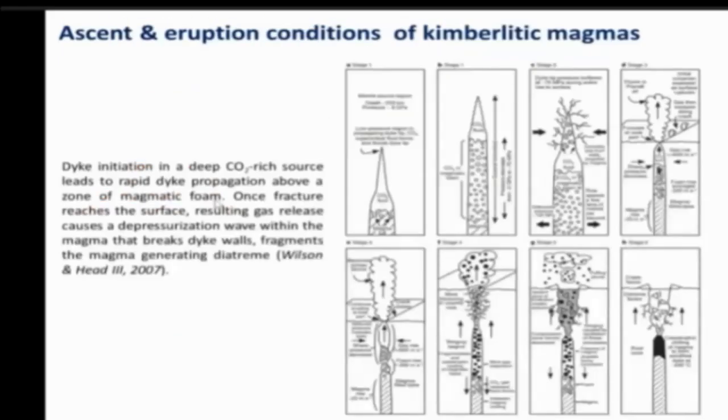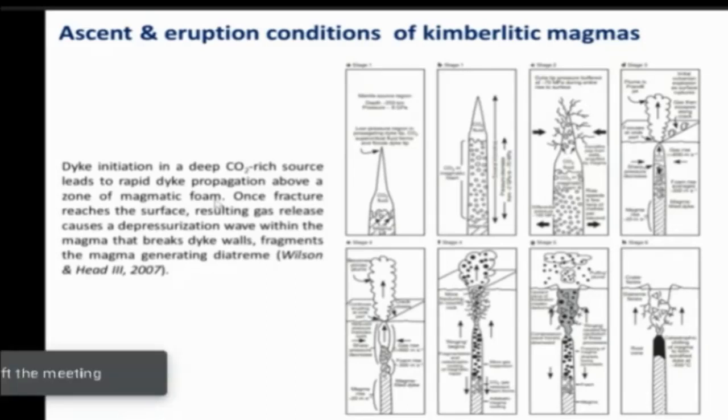So now I'll be talking about some of the well-accepted models. I'll quickly describe two well-accepted models which have been proposed recently that model the necessary conditions required for kimberlite volcanism. The model given by Wilson and Head in 2007 considers a deep carbon dioxide rich source as the kimberlitic magma, and they consider that when this fluid phase exhausts or depressurizes during the upward journey, it produces a magmatic foam.